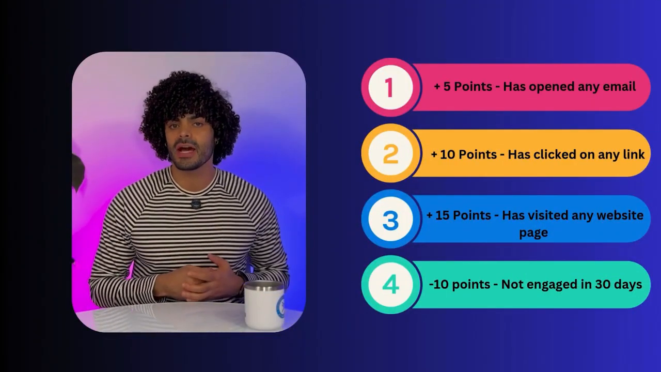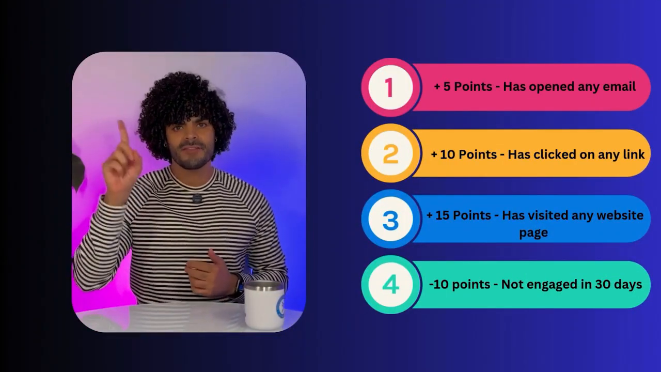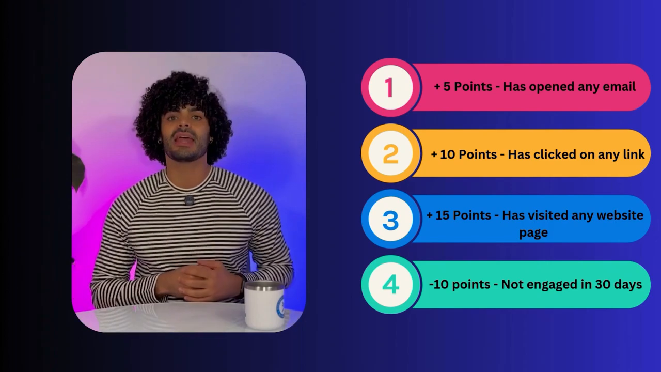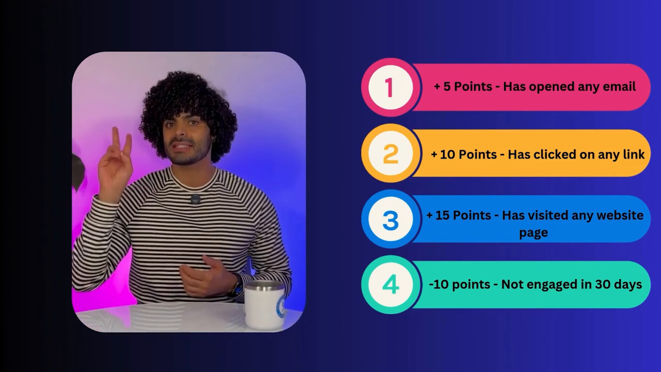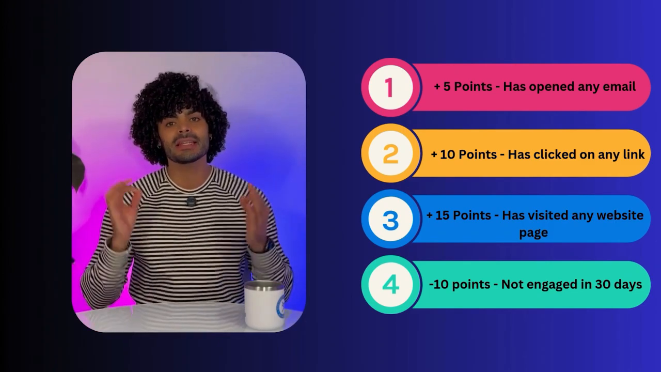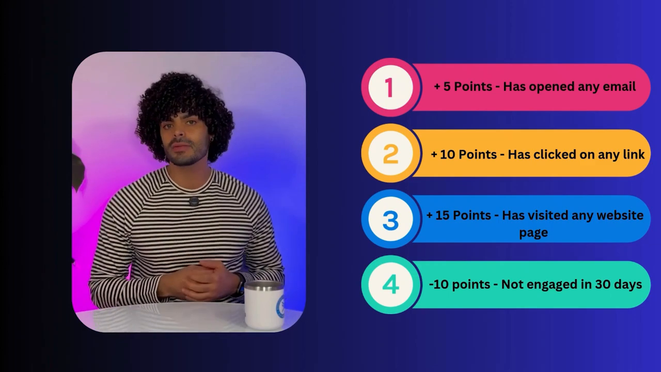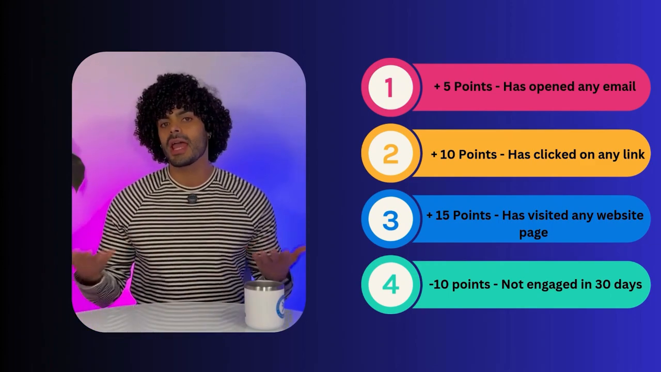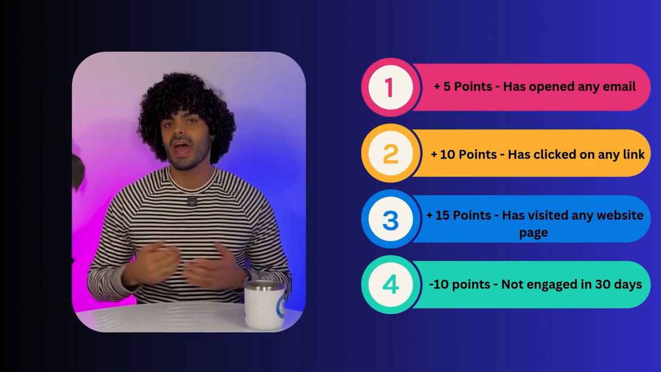The first thing that we need to do is to define the engagement criteria that we're going to add to the lead scoring system. Now if you're ready, open your account and let's get started. For my baseline criteria, I'm going to add 5 points for any mail that they have opened, 10 points for any links that they have clicked in the emails, and 15 points for any website visits that they have done.